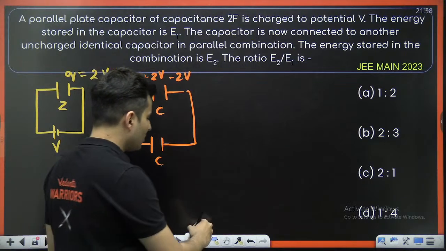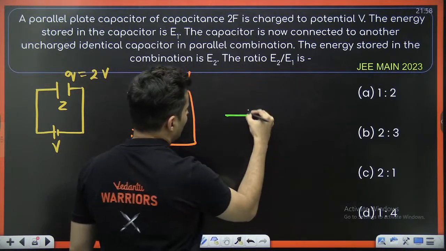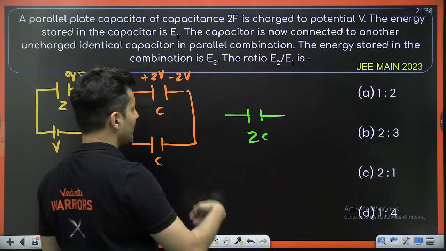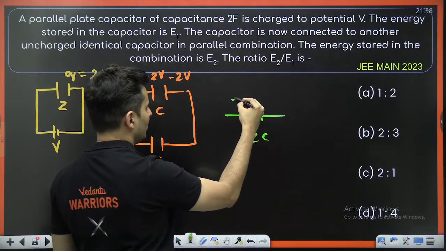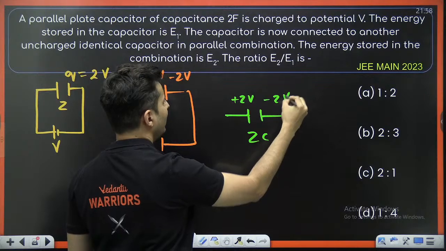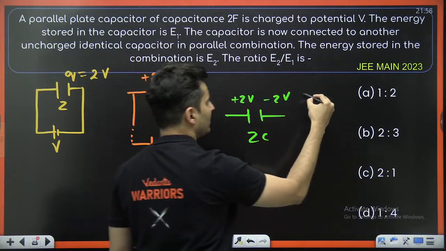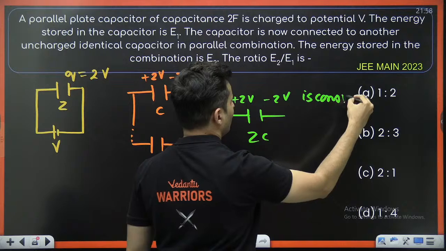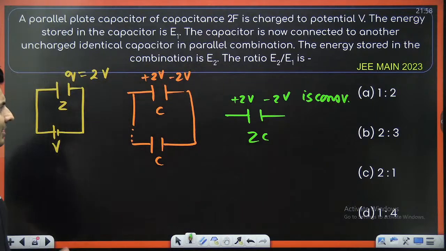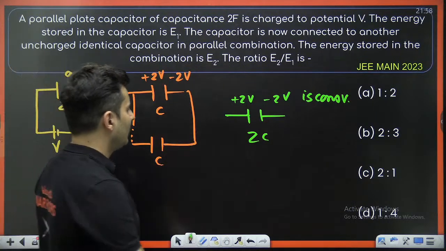So now these two capacitors are actually in parallel. You can just take it as 2C capacitance. Charge will remain conserved, so this will also have 2V and minus 2V charge. This charge is conserved. It can't go anywhere. So now you can find the energy over here.